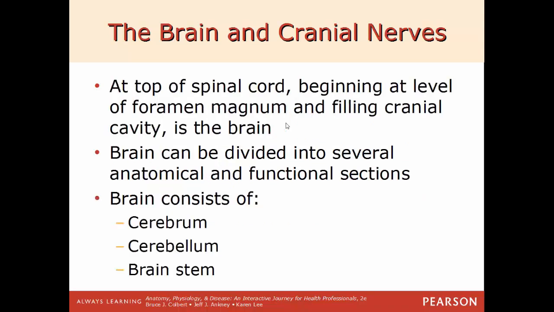Of course, the brain sits on top of the spinal cord, beginning at the level of the foramen magnum, the opening at the base of the skull, and filling the entire cranial cavity. The brain is divided into several anatomical and functional sections. The brain consists of the cerebrum, the larger part of the brain, the cerebellum, and then the brainstem.